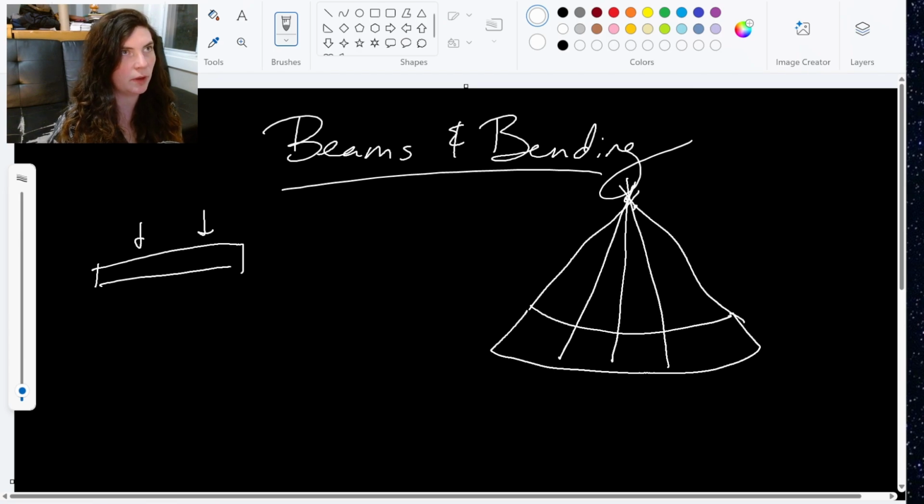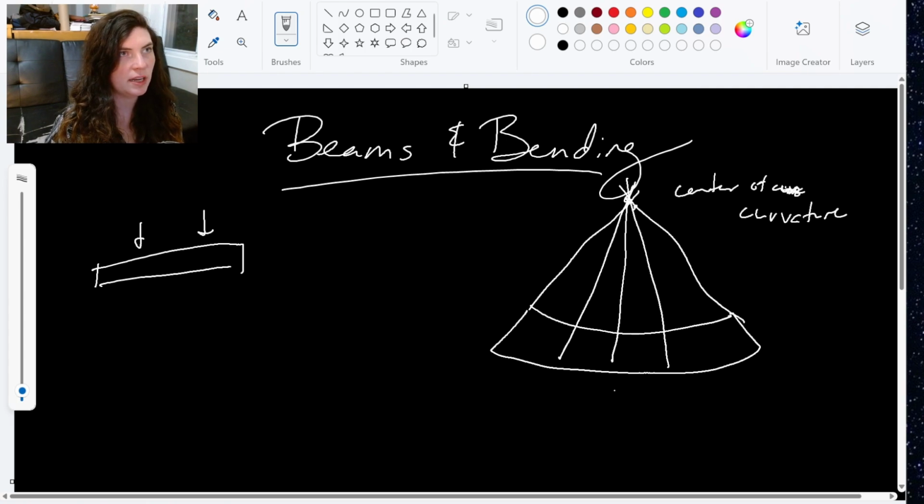This point here we call the center of curvature, right? It gets this curve in it. Curvature. The center of curvature here.